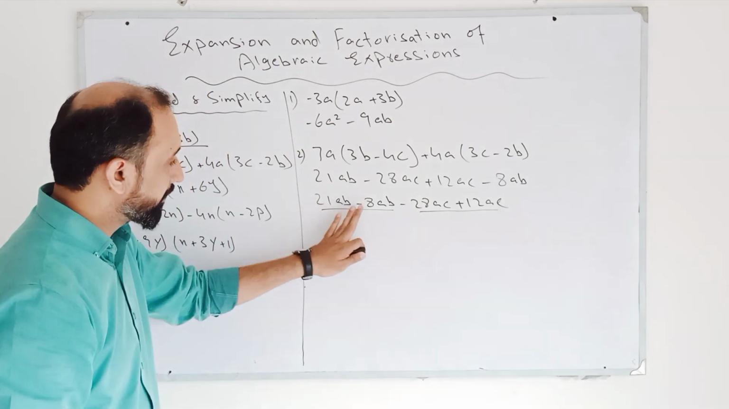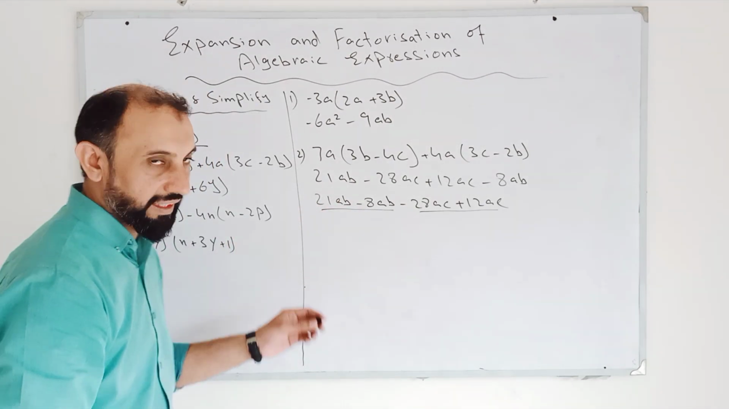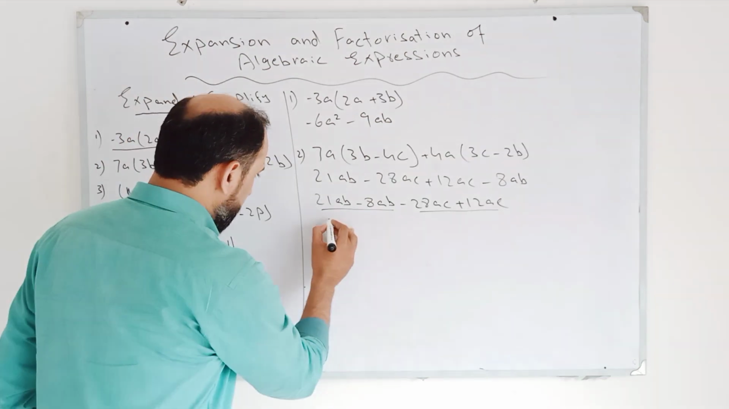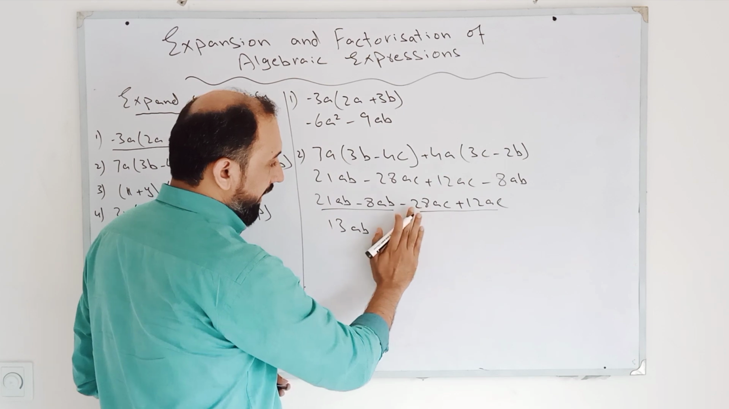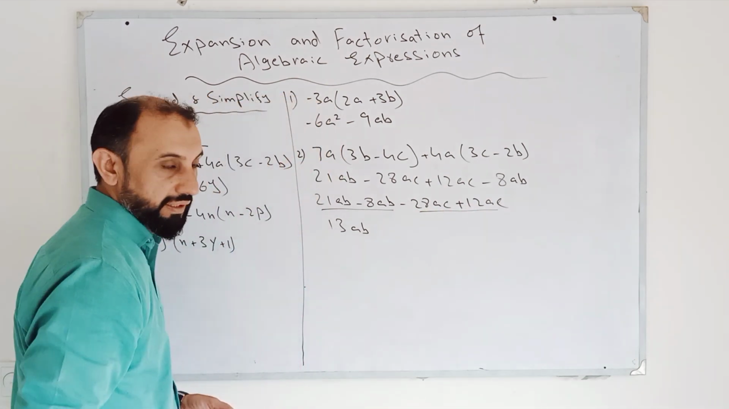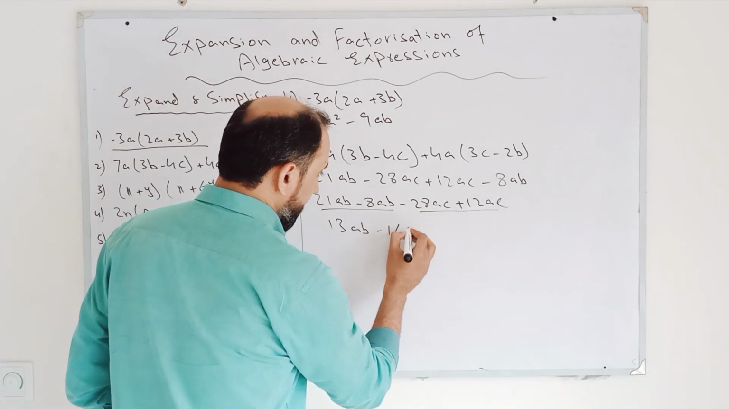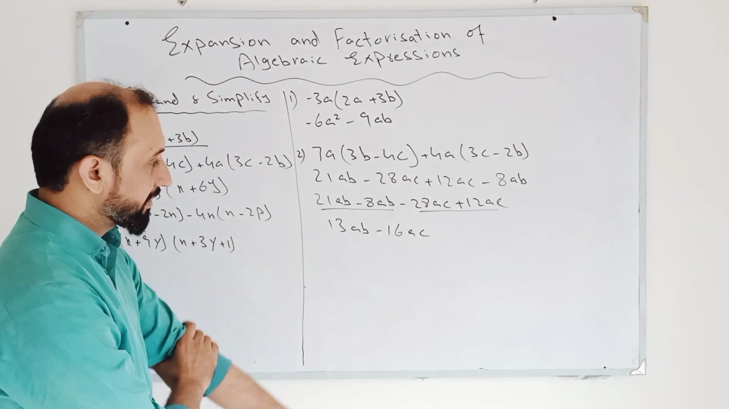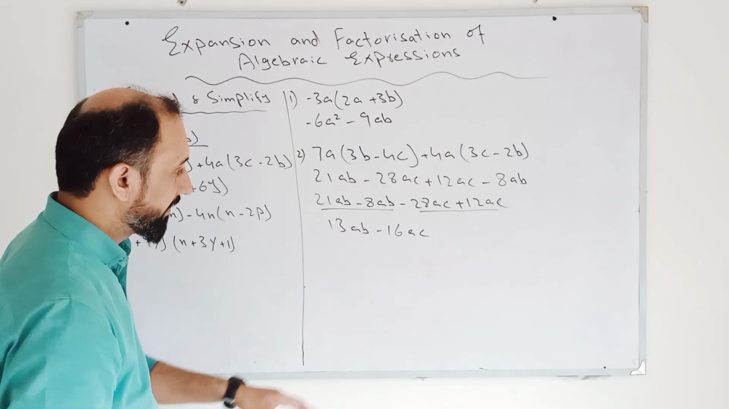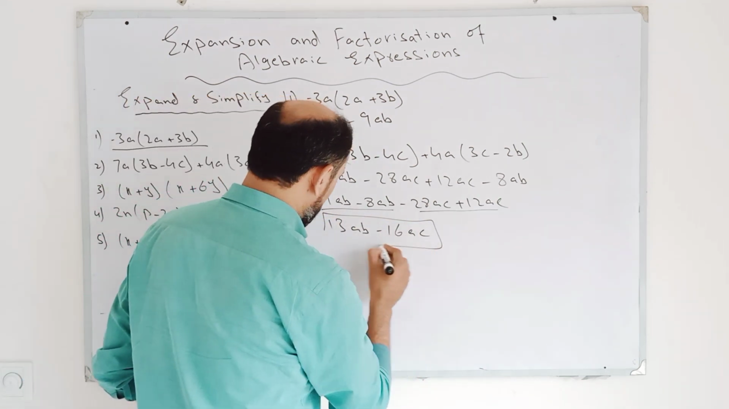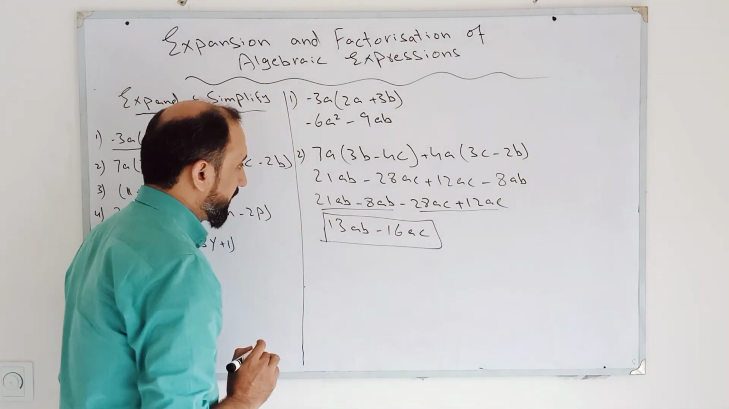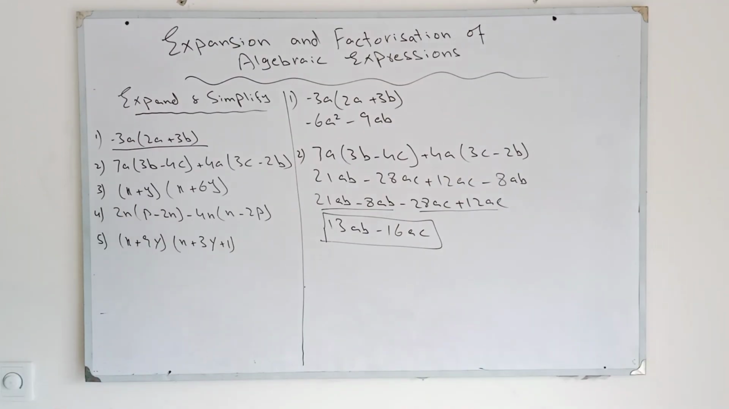So 21 minus 8, the answer should be 13, so it's 13ab. And minus 28 plus 12 gives minus 16, so minus 16ac. These are the simplifications, and you have to expand and simplify. Now move on to question number 3.